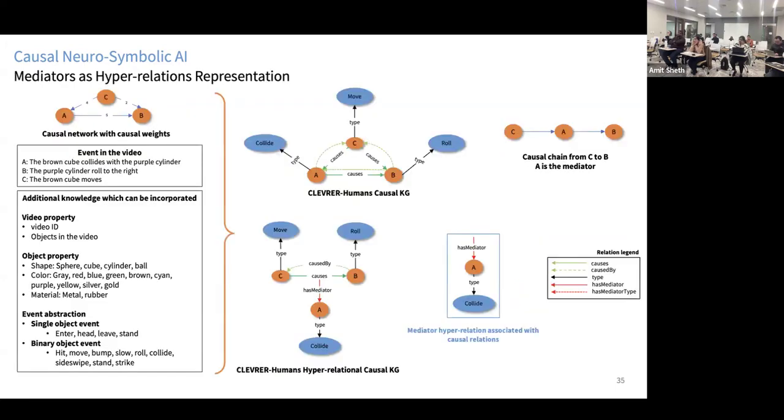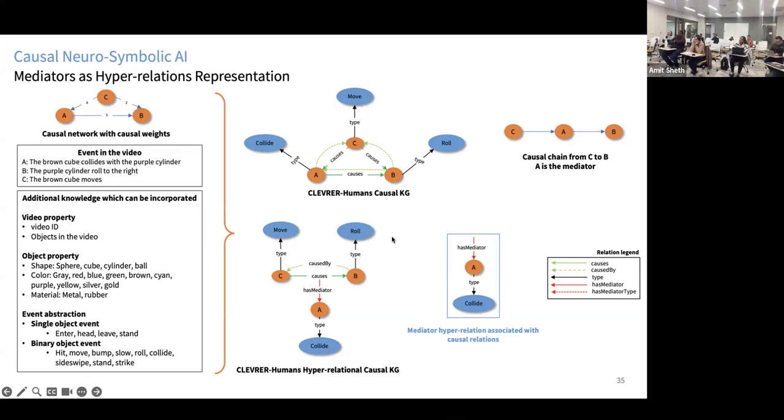Then coming to the mediators: if you remember, we have this chain reaction where C is causing A is causing B. If we just want to represent this Bayesian network one-to-one in a knowledge graph, this is how it would look. C is causing A is a triple, A is causing B is another triple. Then there'll be a third triple which says C is causing B. But there's no triple telling us that C is causing A is causing B. That information is lost in the knowledge graph.